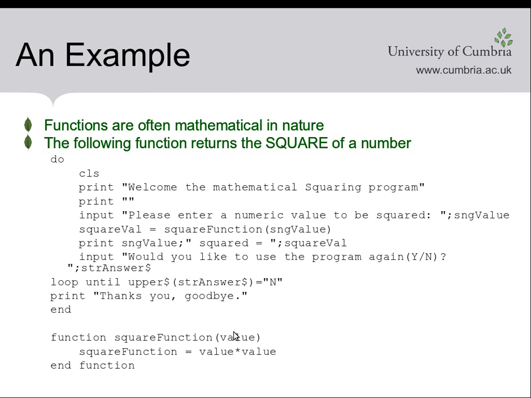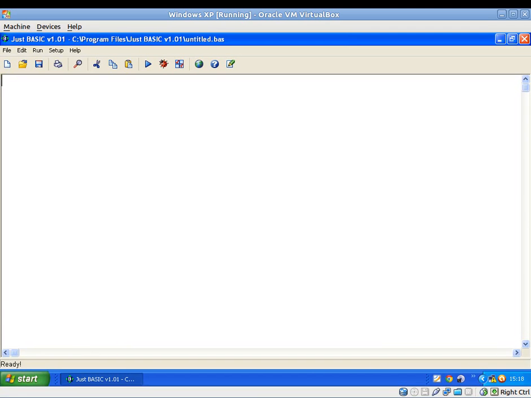The variable that we pass across is given a local name within the function, value, and value multiplied by value is what this function does. That's the square of value, and that is assigned to the function. That causes the function to end, and that result then ends up being assigned to this variable square val here. So let's have a look at that program in operation.